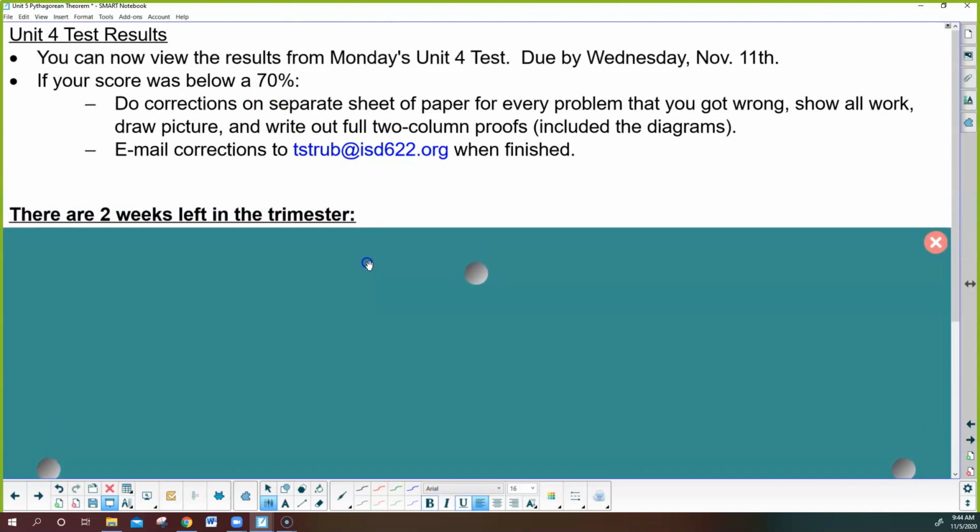Homework. If you have missing work, you need to get that in. Homework and tests are worth basically the same amount in our grades. They're both 50% of the overall grade. So if you haven't been doing any homework, your grade is really low. If you haven't done any corrections on the test, your grade is probably really low. You've got to balance both of those and improve that, so you can. All right.